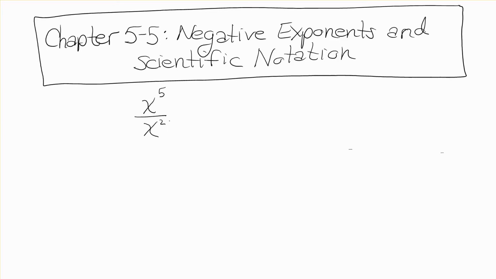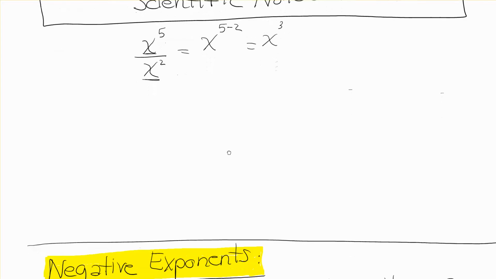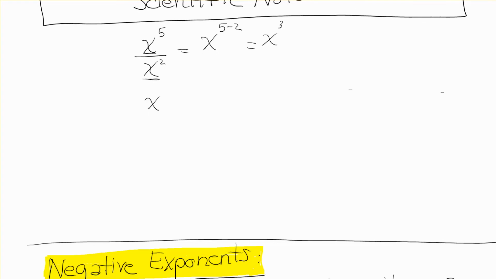You know that if you have the same base and you're dividing, you use the quotient property or the quotient rule for exponents, and you subtract the exponent in the numerator minus the exponent in the denominator, and that gives you x cubed. 5 minus 2 is 3. But now what happens if we change this up a bit and we put an x squared on top and an x to the fifth in our denominator?